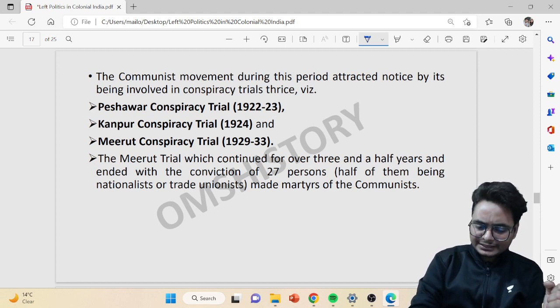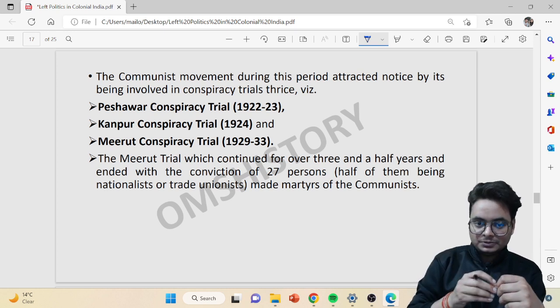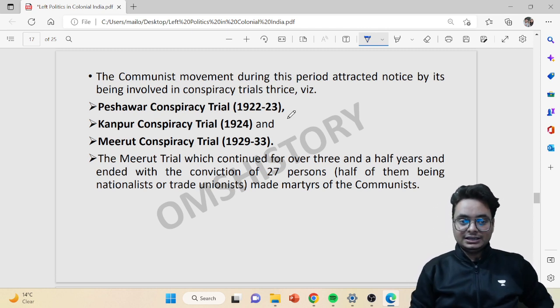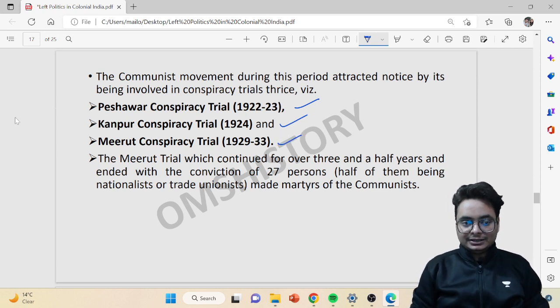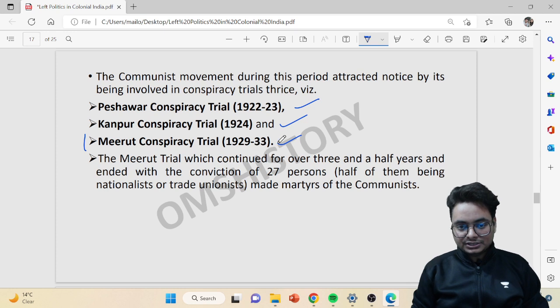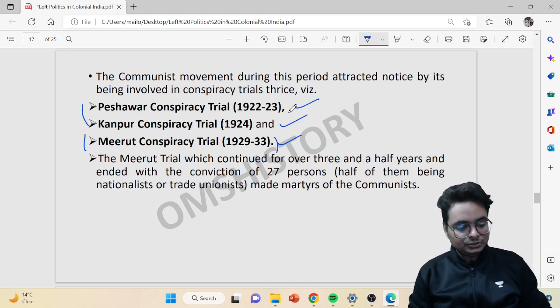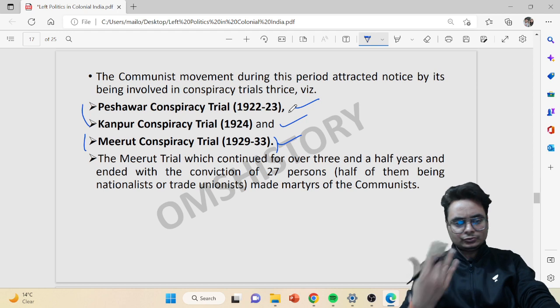However, the communist movement during the period attracted notice by its being involved in three conspiracy trials. और इन सारे conspiracy trials के बारे में आपको थोड़ा थोड़ा पता होना चाहिए. We have the Peshawar conspiracy trial, the Kanpur conspiracy trial, and then the Meerut conspiracy trial. I will talk about the Meerut conspiracy trial in detail, but you have to read about the Peshawar and Kanpur conspiracy trials. If you want me to make a separate lecture on all these conspiracy trials, we can do that too.